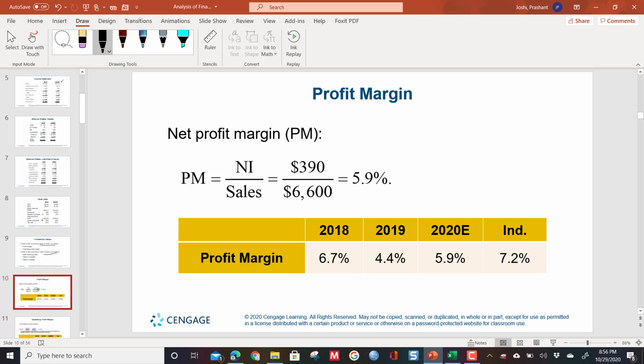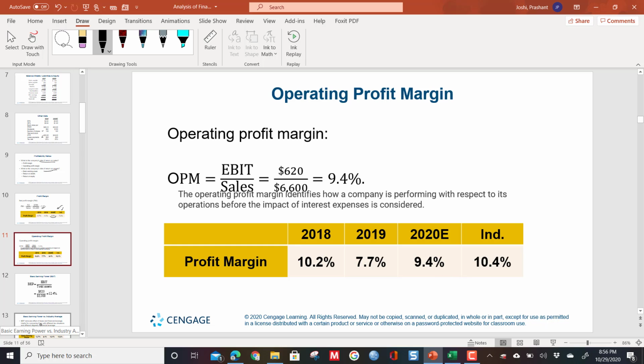How do we measure the net profit margin? Net profit margin is net income divided by sales. Net income is $390 million, and this is the sales level. So the profit margin is 5.9. This table has the various profit margin ratios over a period of time with the industry average. So the company's profit margin ratio is lower than the industry average. However, it has also fallen from 2018 to 2019, but the estimated 2020 profitability ratio shows little improvement.